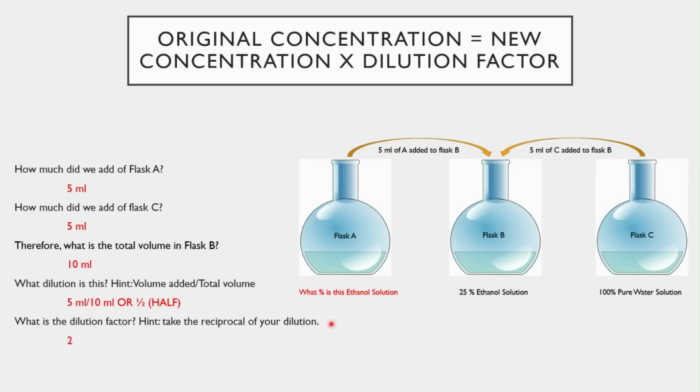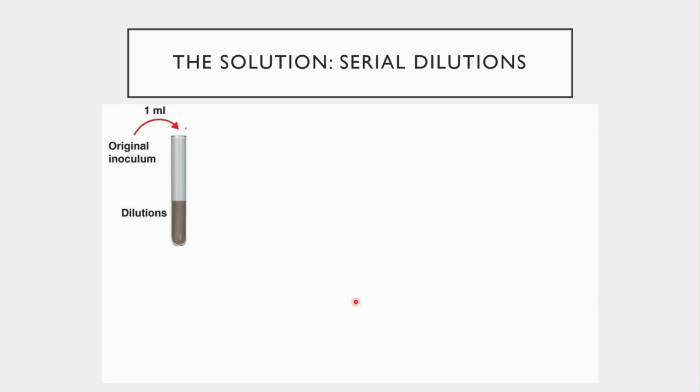It should have said 2. So now plug it into the formula above. New concentration is 25%. Our dilution factor is 2. And so 25% times 2 equals 50%. We know the original ethanol solution was a 50% solution. Now let's put this to work. Here's our serial dilutions.